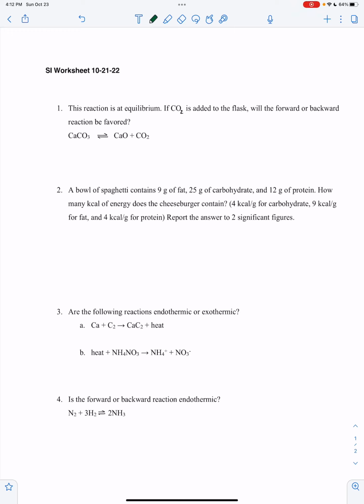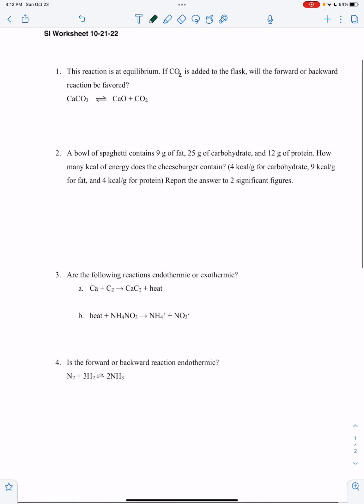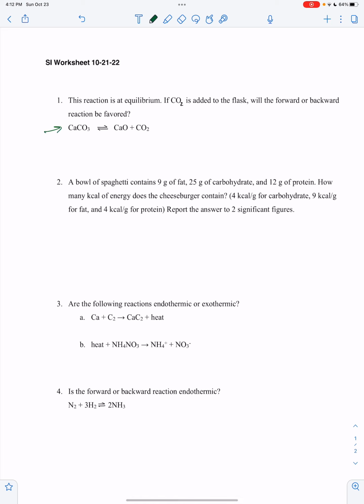Okay, so this is the worksheet from Friday that I'm going to go over. It's going to be kind of short since you guys haven't talked about a lot since the last exam, but we can get started. So number 1 says this reaction here is at equilibrium. If we add CO2 to the flask, will the forward reaction or backward reaction be favored?